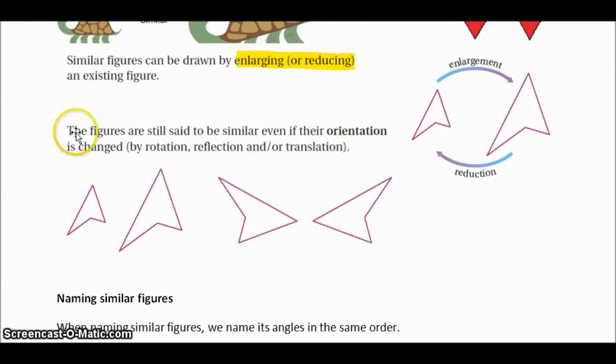The figures are still said to be similar even if their orientation is changed. So if the shape has gone through some kind of transformation, maybe it's been rotated, or reflected, so flipped, or translated, maybe slid, they can still be similar. So you've got to look out for that.